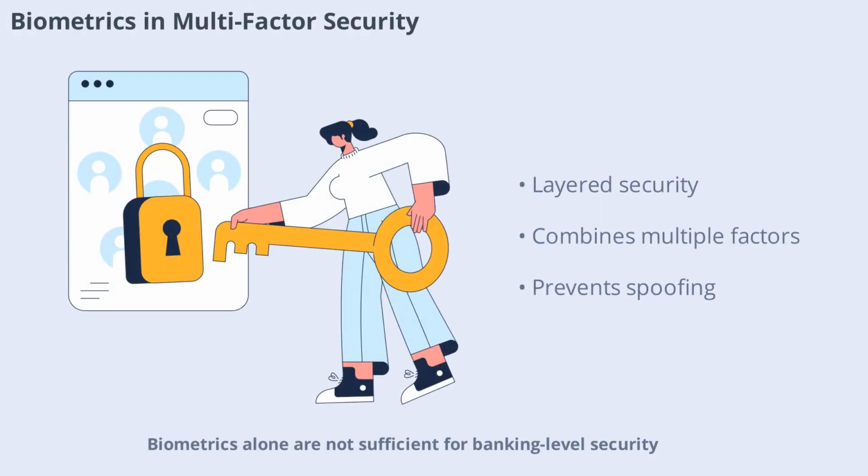Biometrics alone are not sufficient for banking-level security. Always combine biometrics with other factors like PIN, device binding, or OTP for high-value actions. This layered approach ensures that even if biometrics are spoofed or fail, your app remains secure.